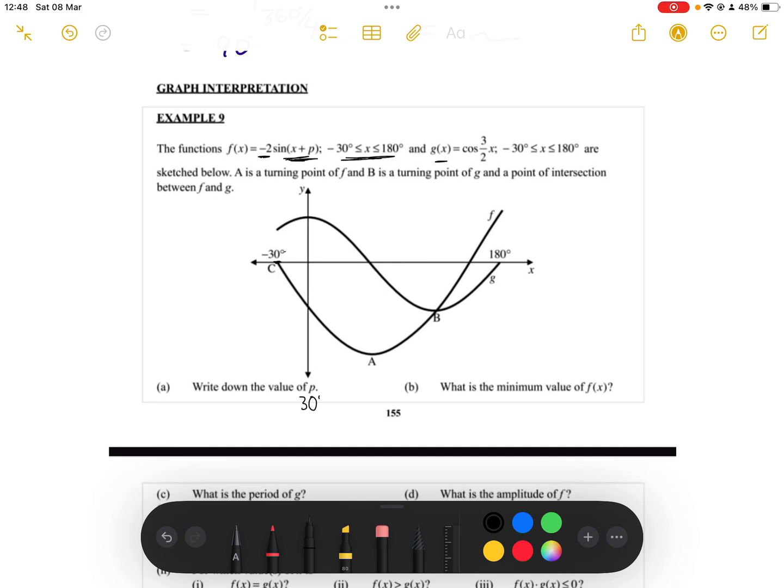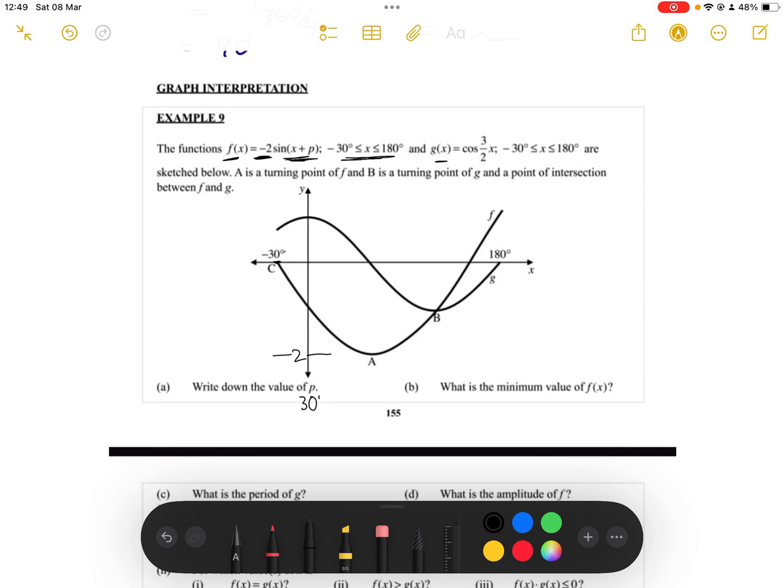So what is the minimum value of f(x)? f(x) is the one of sine, so the minimum value is going to be -2. But please beware. How did I know it's -2? Because of the amplitude. Please beware, there are other questions whereby they might say f(x) = -2 sin(x + 30).